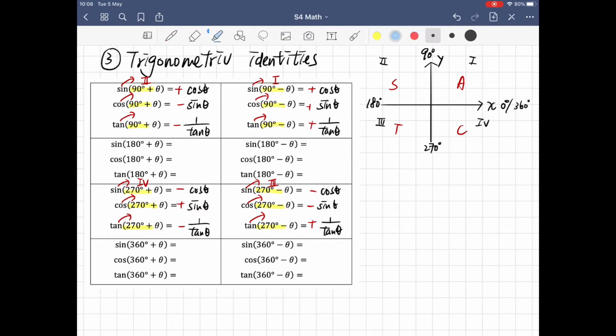Okay, then let's move on to 180° plus or minus and 360° plus or minus. Okay, so for these two angles, 180° and 360°, we don't have to change, so we keep it sine, we keep it as sine.